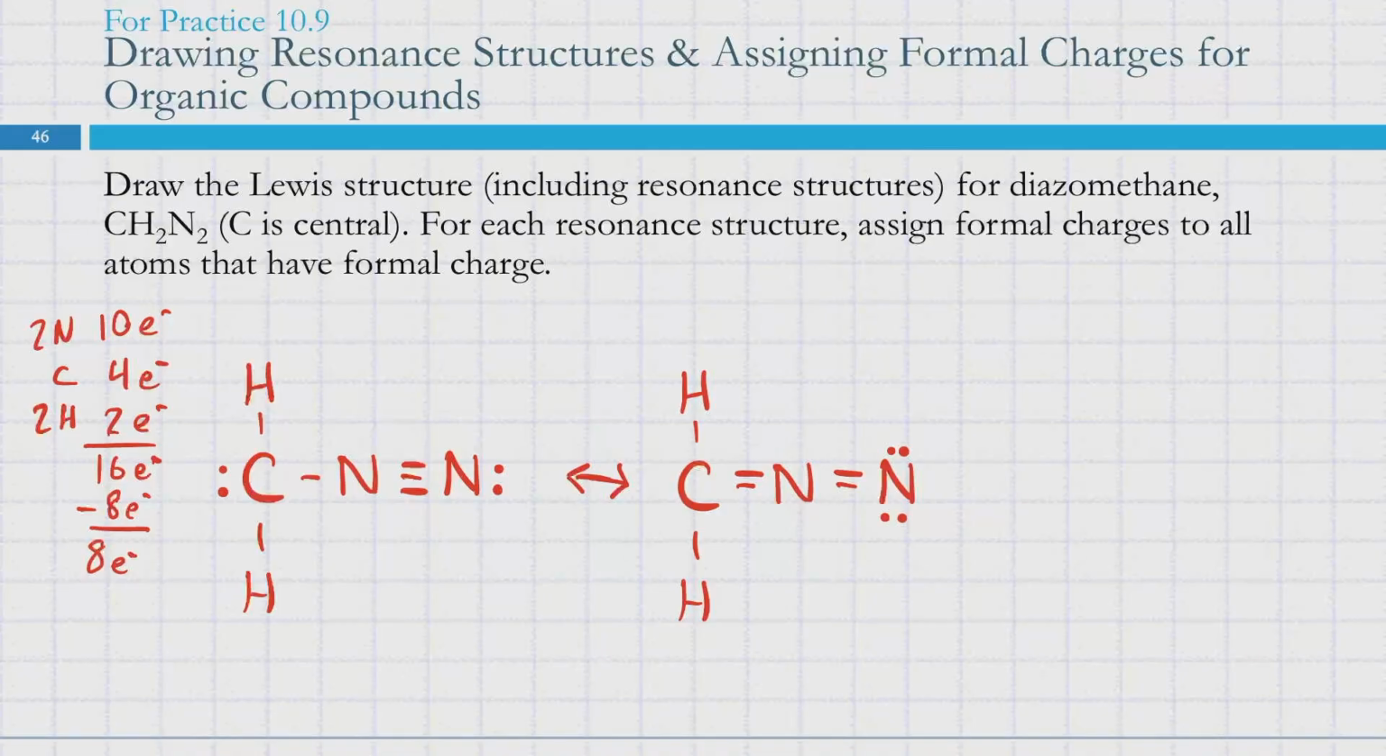And then we want to check formal charges. Our hydrogens all have 1 bond. They have formal charges of 0.